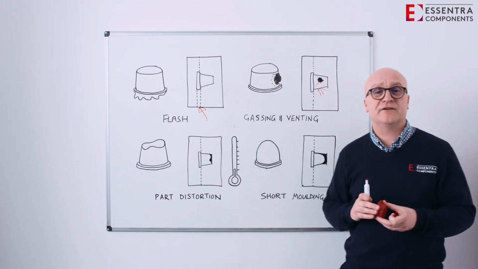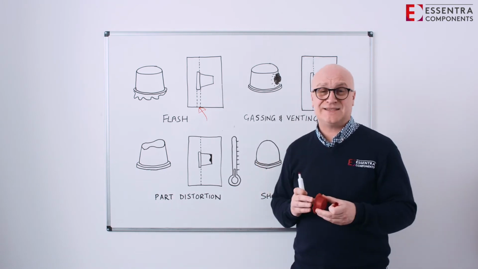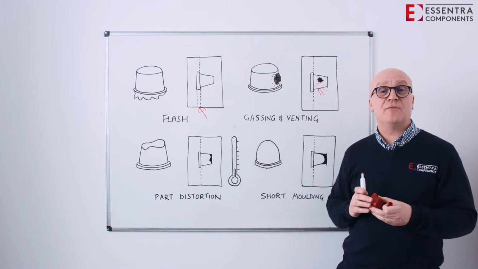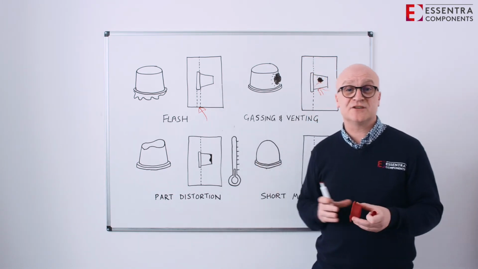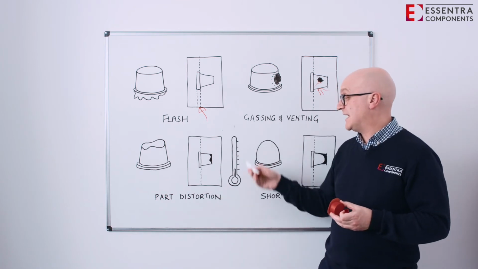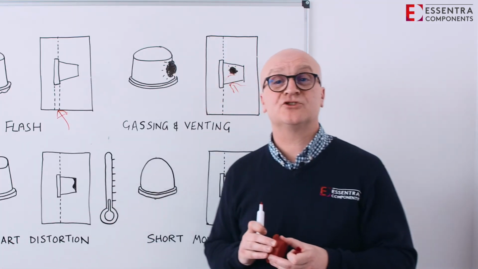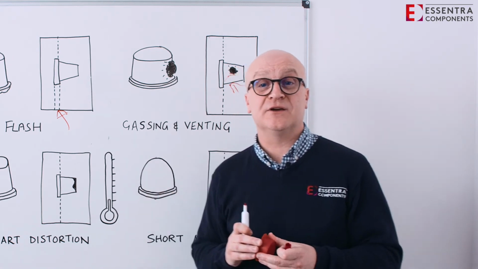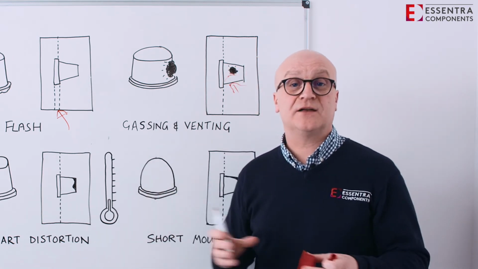So next, let's look at part distortion. Again, this is a very common fault, mainly temperature related. If our molten material and our processing temperatures aren't correct, or we have the incorrect tool cooling temperature or the incorrect cooling time, this can all cause part distortion.